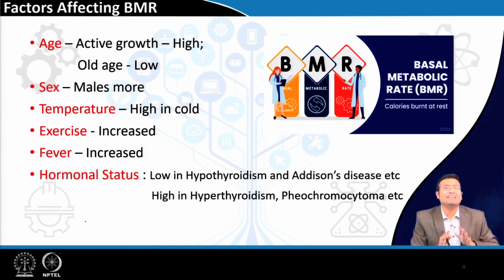If there is a hormonal imbalance, that also affects BMR. For example, BMR becomes low in hypothyroidism and Addison's disease. There are multiple other disorders, but these two are the most important. Similarly, BMR becomes high in hyperthyroidism, pheochromocytoma, all these conditions that lead to hyperdynamic circulation, alright.